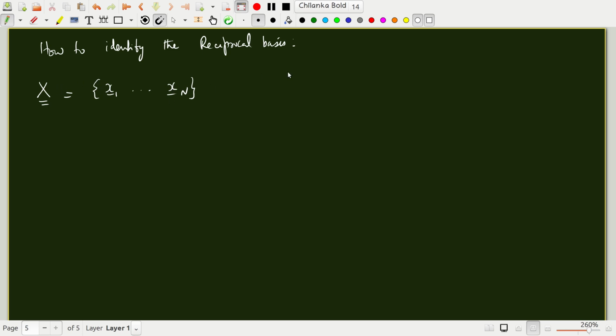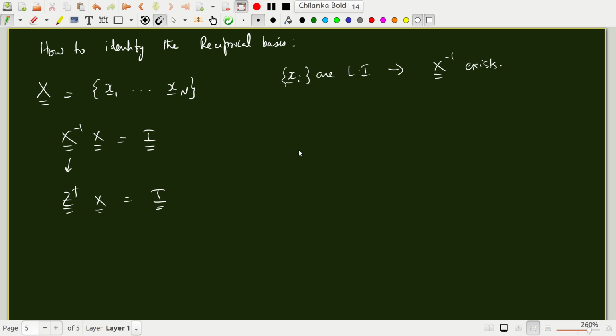Okay, because the xi's are linearly independent, that means that X inverse exists. We had seen this before. So X inverse times X is equal to identity. Now let's call this Z dagger. Z dagger times X is identity, so Z dagger is identified as X inverse, or Z is X inverse whole dagger. And this Z is a matrix.